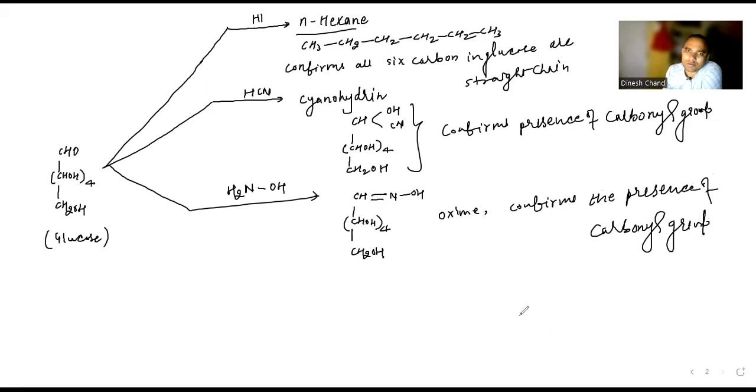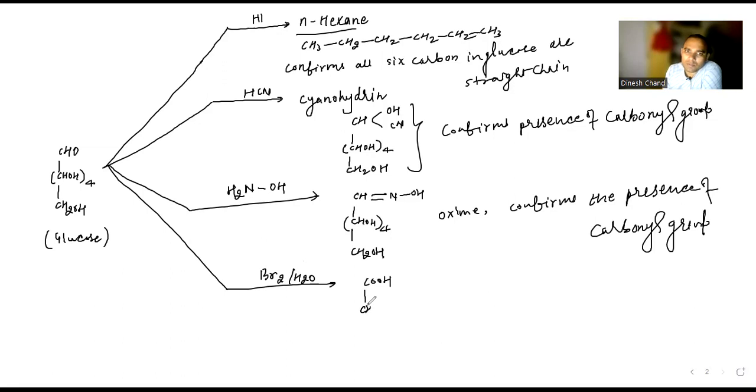Now let us try to understand some more reactions, student. One thing is confirmed from the above, student, that a carbonyl group is present in glucose. Now we are treating with bromine water, student. When you treat with bromine water, it will give gluconic acid, student.